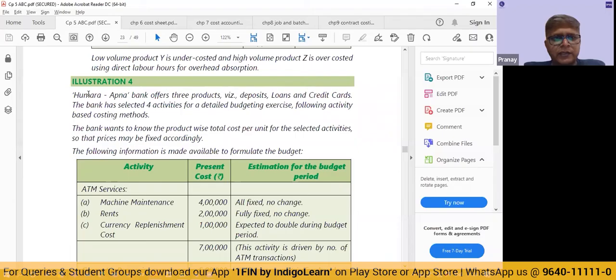Let me read the question. So Hamara Apna Bank offers 3 products. The bank has selected 4 activities for a detailed budgeting exercise. So they are doing this as a part of a budgeting exercise. The bank wants to know the product-wise total cost per unit, so that the prices may be fixed accordingly. So they are talking only about the future. They want to do a budgeting exercise. The information is made available to formulate the budget. So again, what we are doing is formulating a budget.